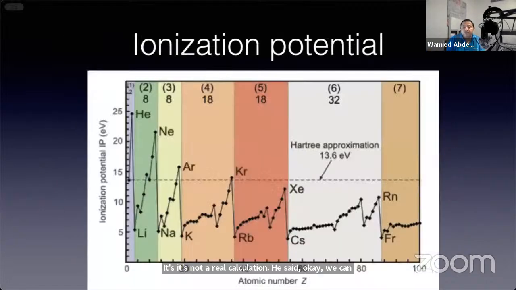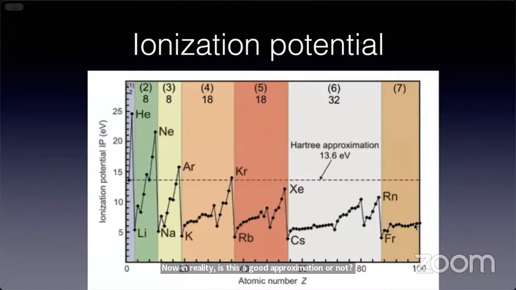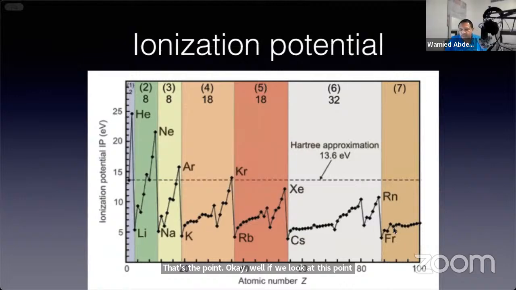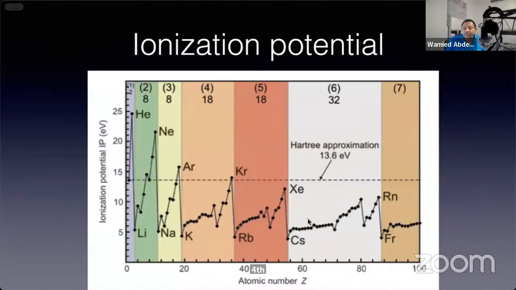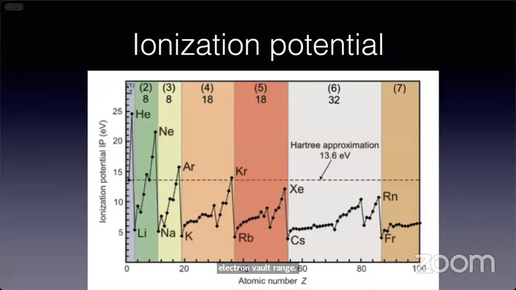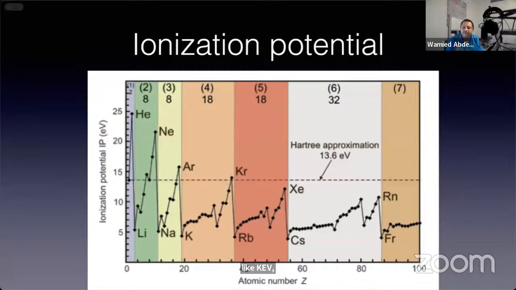Now, in reality, is this a good approximation or not? That's the point. If we look at these dots, they are the actual ionization energies for different Z. The value of the energy to ionize these atoms is in the electron volt range, not keV. So 13.6 is maybe more than enough for different atoms. For example, lead, which is 82, we probably need around 6 electron volts.